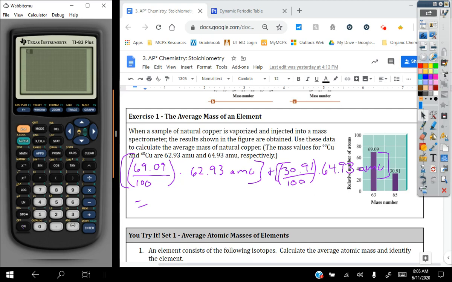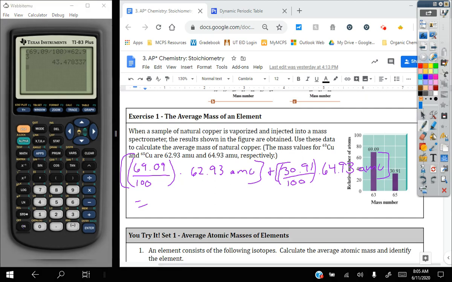We're going to do 69.09 over 100 times 62.93. Sorry, I left out my multiplication sign here. 62.93. Okay. And that gives us 43.47833.